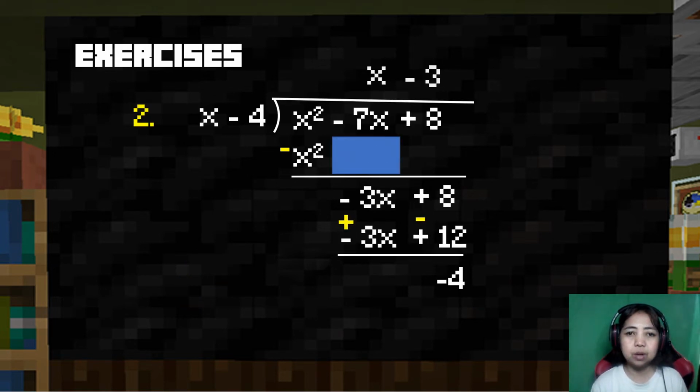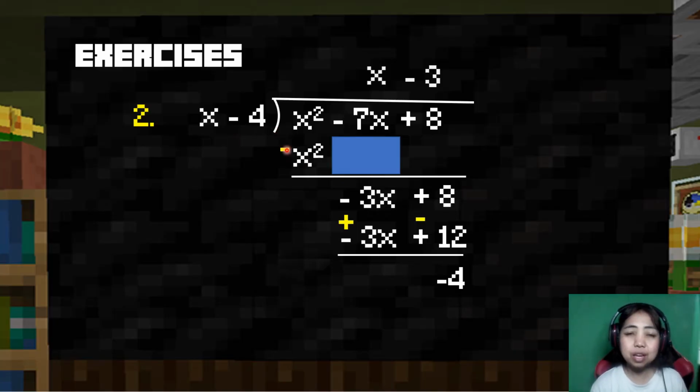Number 2. We have x squared minus 7x plus 8 divided by x minus 4. So, in here, divide muna natin itong first term. X squared divided by x is simply subtract natin yung exponents. So, we have 2 minus the invisible 1 and then copy the variable. So, x raised to the first power or simply x na lang. And then we multiply x times x, that's x squared. And then x times negative 4, yun yung ating nawawalang term.